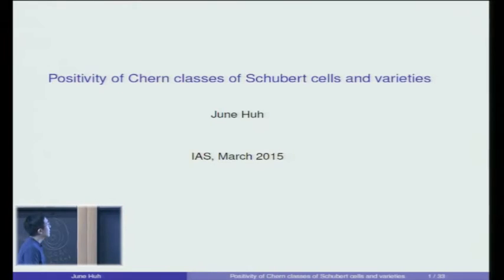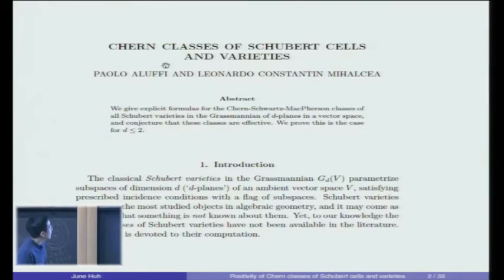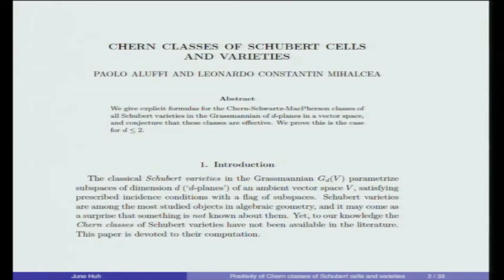And then I found this paper by Aluffi and Mihalcea on Chern classes of Schubert cells and varieties. It was a very charming introduction to me because in the introduction they state that Schubert varieties are among the most studied objects in algebraic geometry, and it may come as a surprise that something is not known about them. So I'll try to tell you what is not known about Schubert varieties in Grassmannians. One fact that's not known yet.